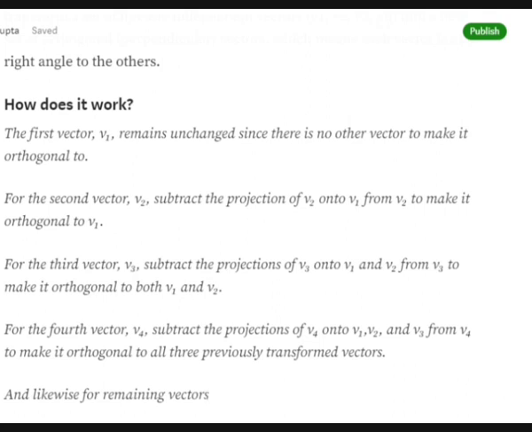For the third vector v3, subtract the projection of v3 onto v1 and v2 both, because as you're moving ahead, you need to make it orthogonal to all the vectors present in the past, right? From v3, to make it orthogonal to both v1 and v2. Similarly, for the fourth, fifth, and sixth vectors, we need to subtract the projection of the nth vector onto its past vectors v1, v2 till vn minus 1, from the nth vector to make it orthogonal to all the previous transformed vectors, right?